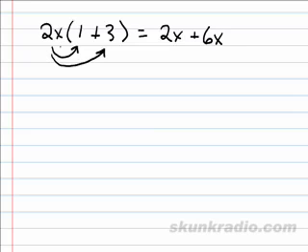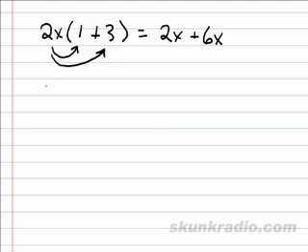So you see how that works? If you have a coefficient with your variable, 2 is a coefficient in this case, and you're multiplying it by just a regular number, the two real numbers multiply together, and then you just keep the same variable. So in this case, 6x.